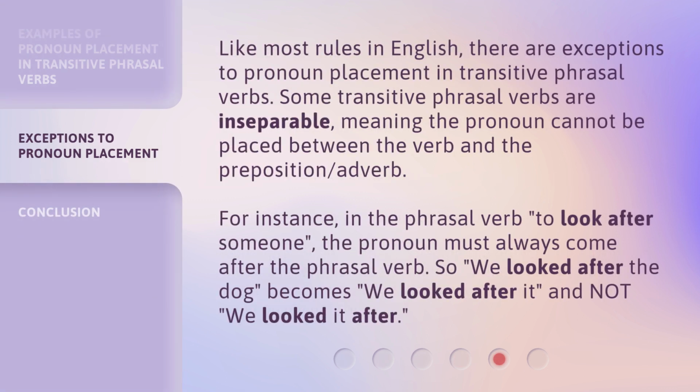Like most rules in English, there are exceptions to pronoun placement in transitive phrasal verbs. Some transitive phrasal verbs are inseparable, meaning the pronoun cannot be placed between the verb and the preposition or adverb. For instance, in the phrasal verb "to look after someone," the pronoun must always come after the phrasal verb. So, "we looked after the dog" becomes "we looked after it," and not "we looked it after."